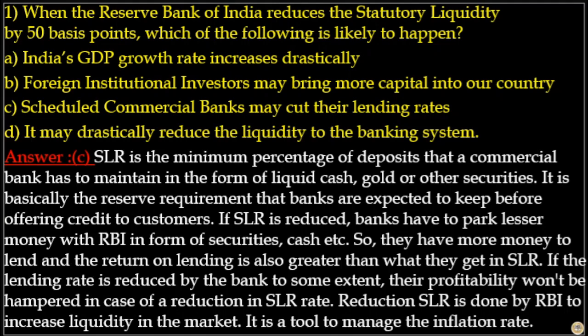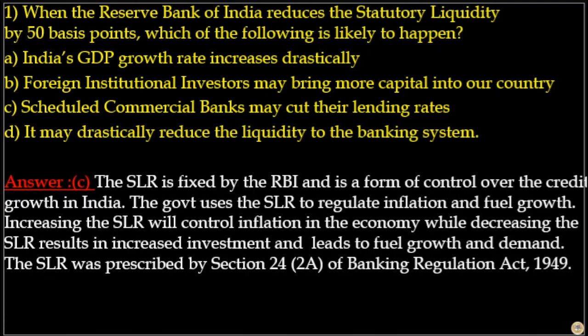Reduction in SLR is done by RBI to increase liquidity in the market. It's a tool to manage inflation rate. The SLR is fixed by the RBI and is a form of control over credit growth in India. The government uses the SLR to regulate inflation and fuel costs. Increasing the SLR will control inflation in the economy, while decreasing the SLR results in increased investment and it leads to fuel growth and demand. The SLR was prescribed by Section 24 (2A) of the Banking Regulation Act 1949. So your answer to this question is option C.